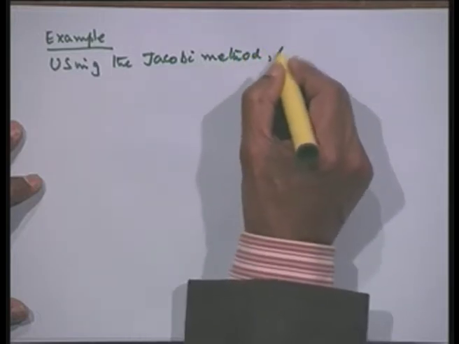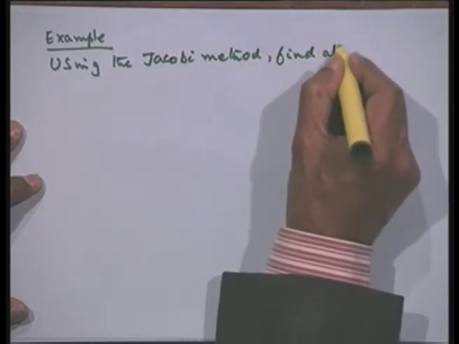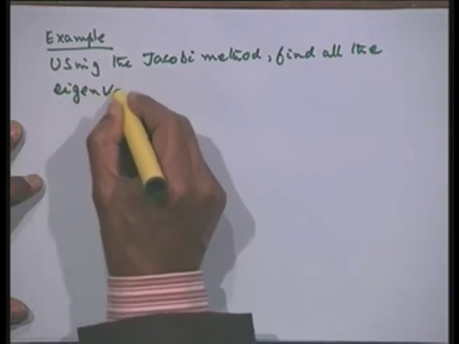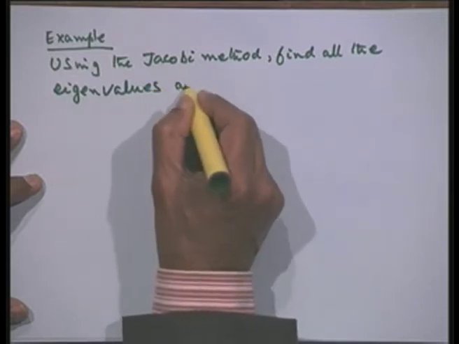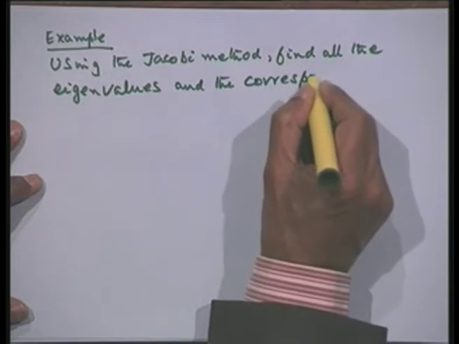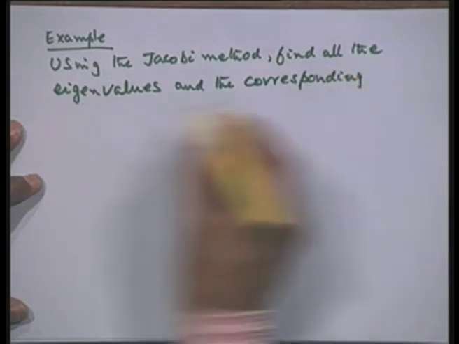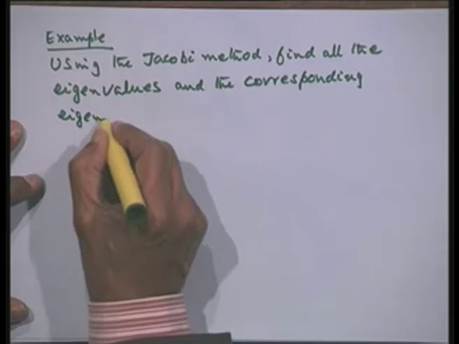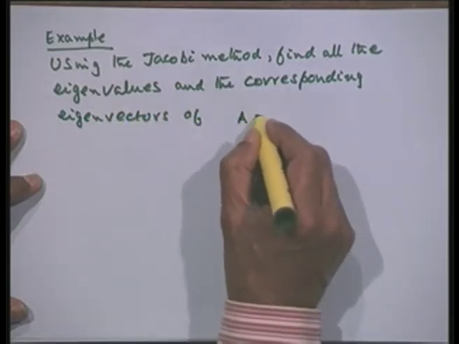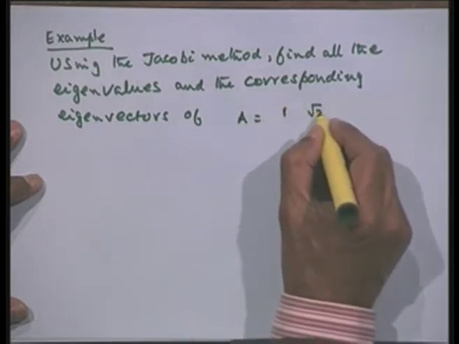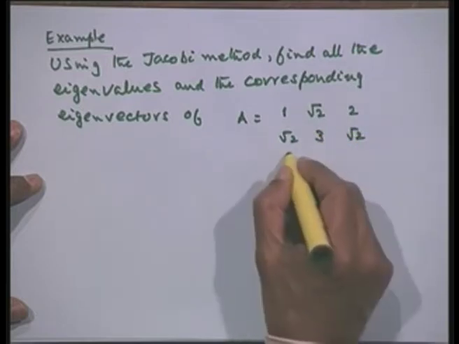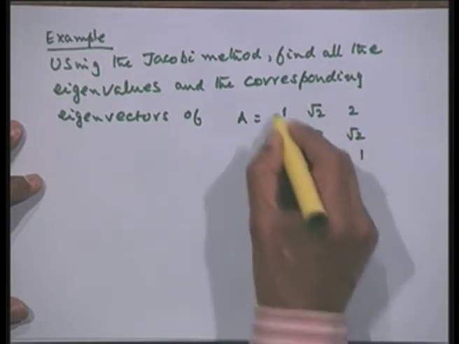Using the Jacobi method, find all the eigenvalues and the corresponding eigenvectors of A, which is 1, root 2, 2; root 2, 3, root 2; 2, root 2, 1.